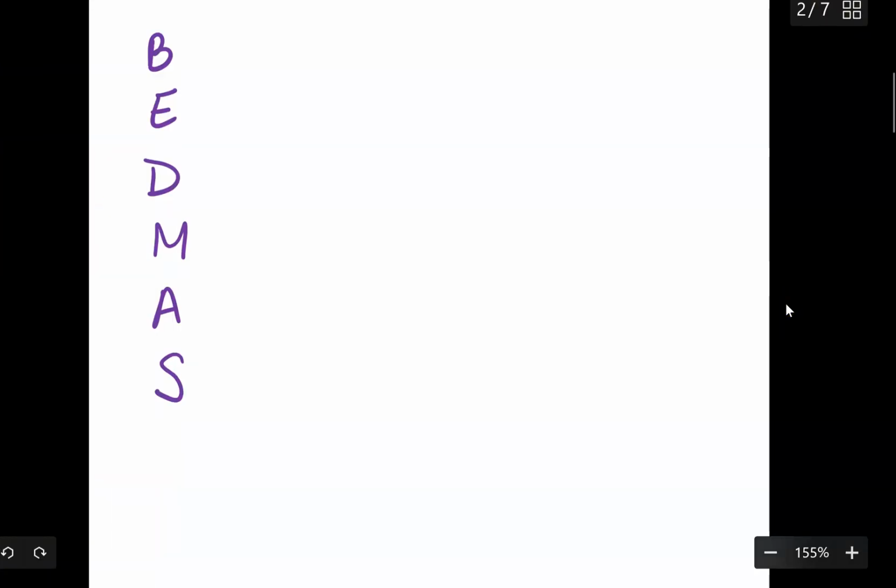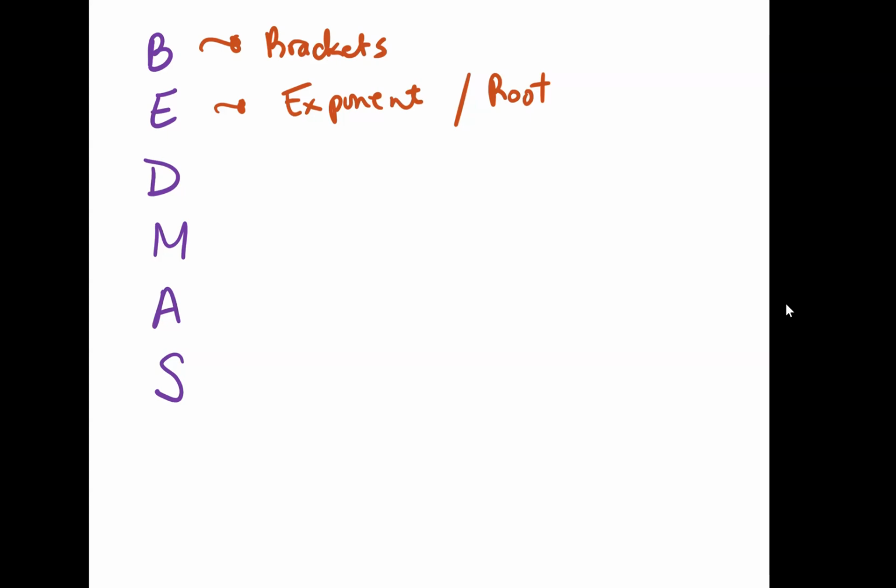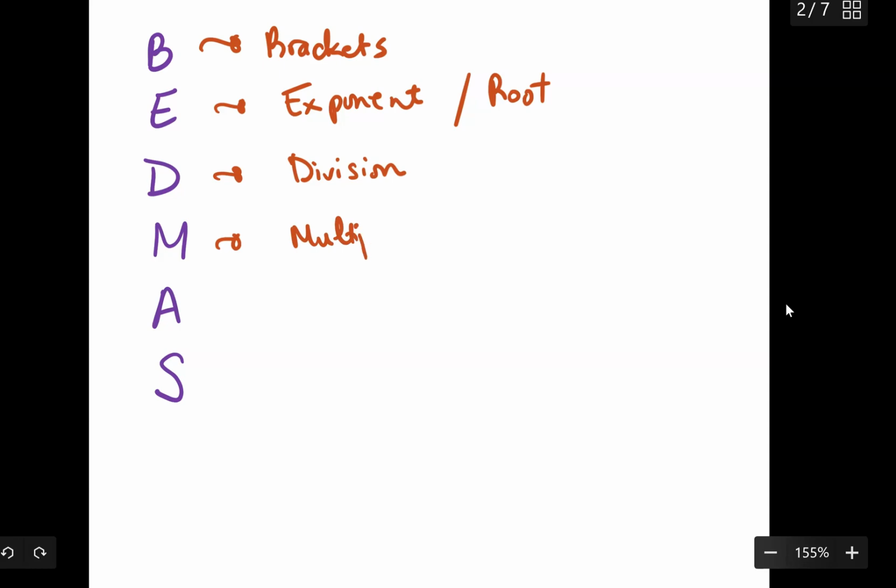First of all, B is for brackets, E is for exponent. I would like to put here also root, because root is the opposite operation of the exponent. D is for division. M is for multiplication. A is addition. And S is subtraction.